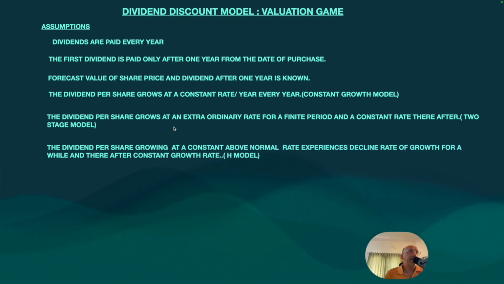Now the dividend per share growing at a constant rate above normal rate experiences declining rate of growth for a while, and thereafter constant growth. This is used for the H model. We will discuss all this.